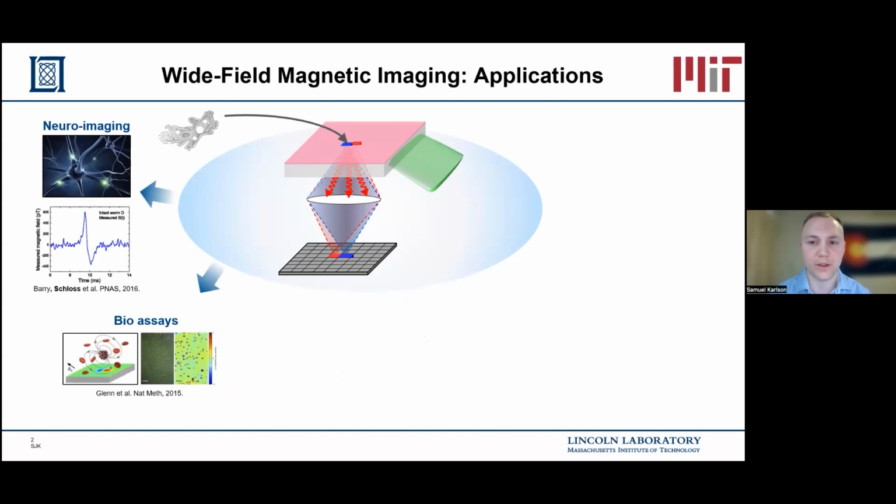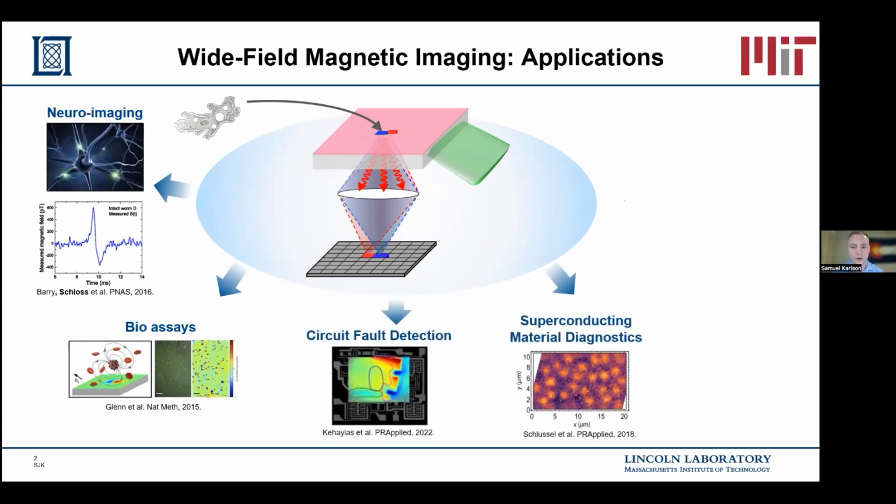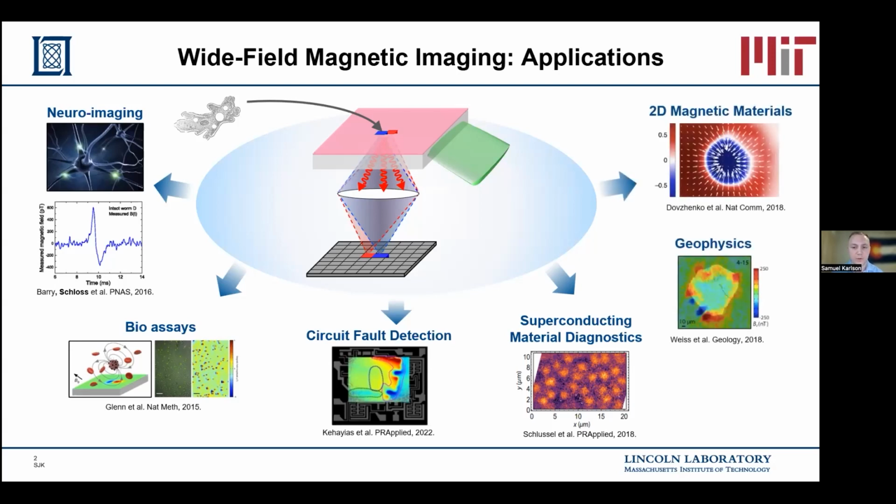There are numerous applications for wide field magnetic imaging in a variety of fields, including biology, geology, and material science. Just a few I'm going to mention here include efforts to image neurons and immunomagnetically labeled cells. There are applications for failure analysis for integrated circuits, as well as studying the magnetic properties of superconductivity in detail, looking at vortices and their dynamics. Magnetic imaging can also be used in geophysics to characterize remnant magnetization in geological samples. And there have been demonstrations of magnetic imaging for 2D magnetic materials, looking at magnetic skyrmions.